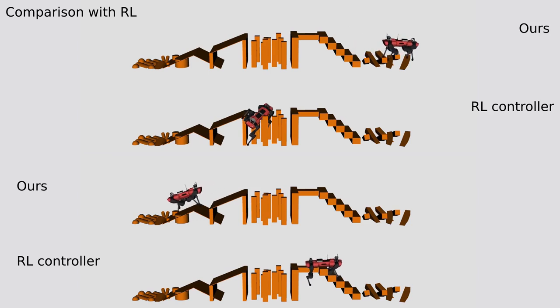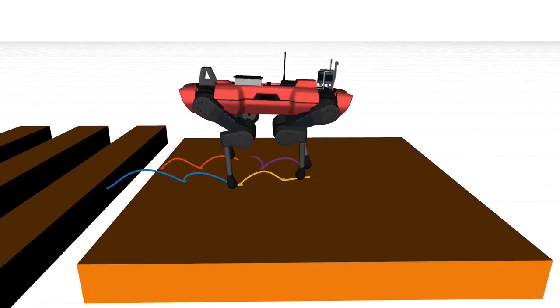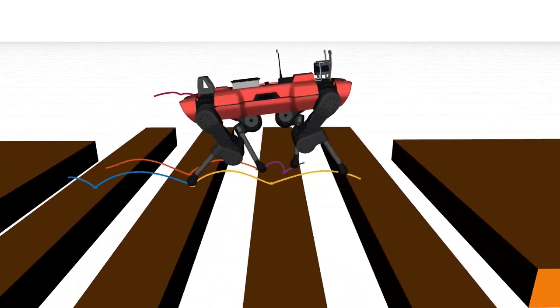It falls between the stepping stones when starting from the left and off the narrow passage when starting from the right. The rest of this video shows further demonstrations of the proposed controller in simulation and hardware.